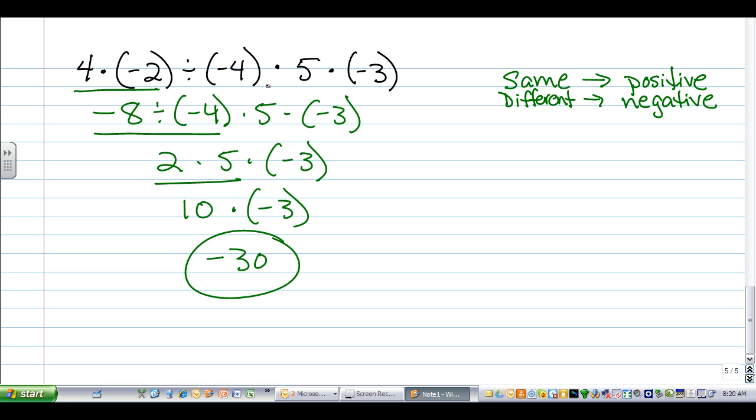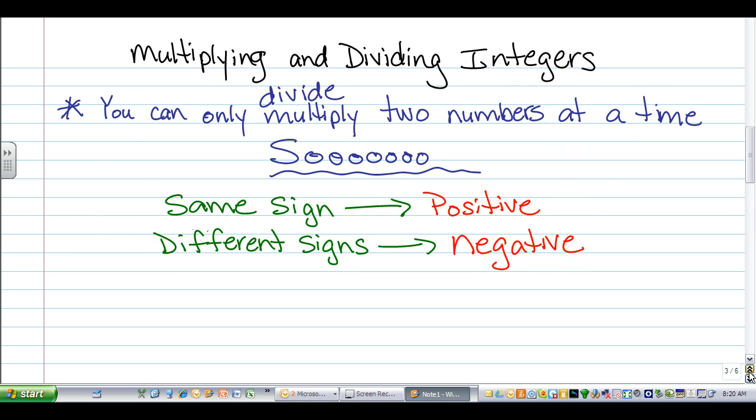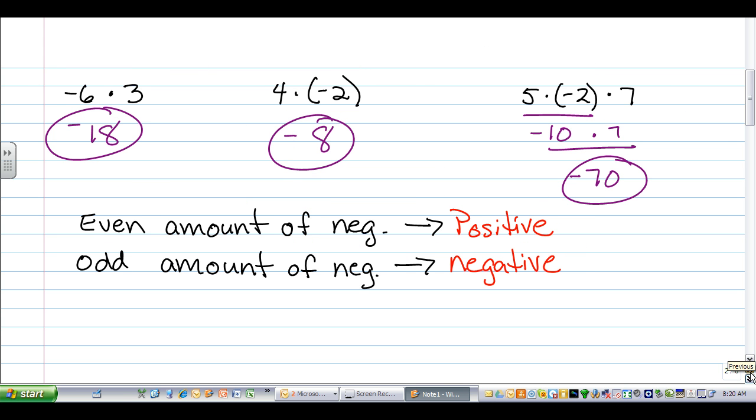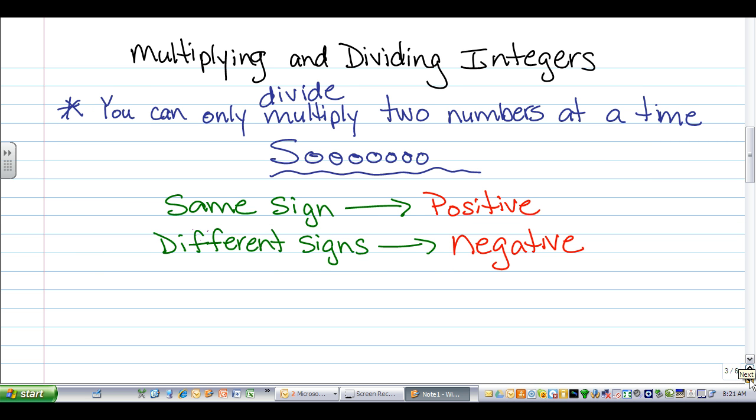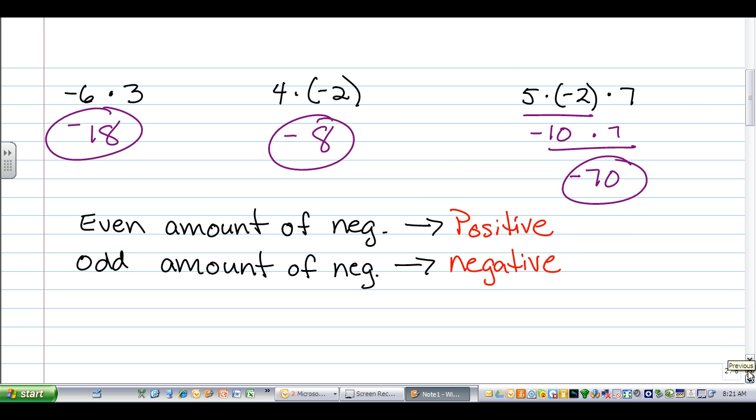So if that confused you, erase it from your mind. It's okay. Go back and just remember when we talked about these rules. And you simply multiply and divide like you normally would and put the negative or positive sign at the end. So those are the 2 rules, or whatever else you think you can come up with to help you decide whether an answer is positive or negative when you're multiplying and dividing integers. Same sign positive, different sign negative, or count up the amount of negatives.